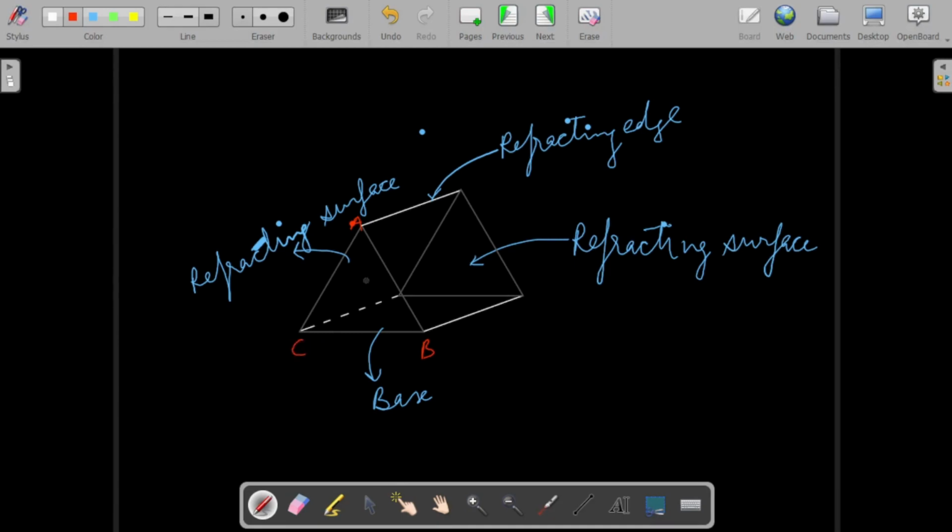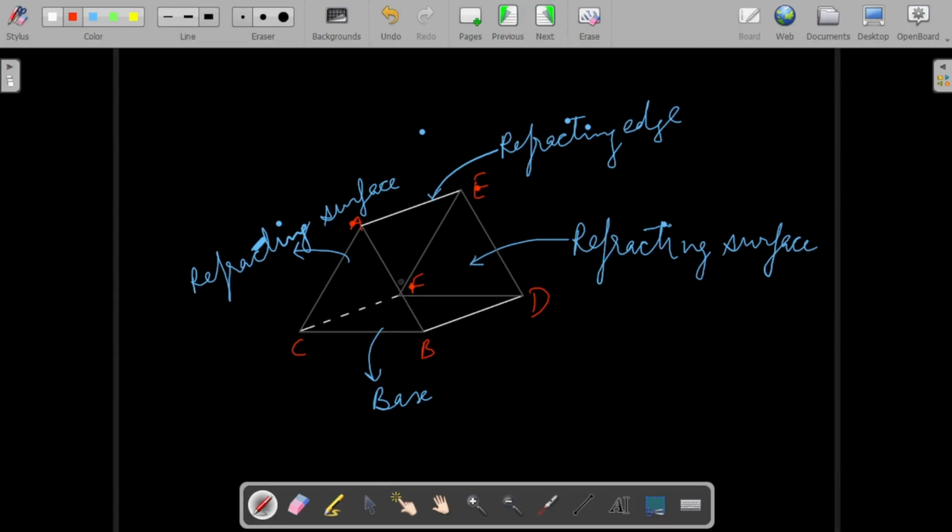ABC is a triangular cross section, and the prism also has rectangular faces. A, B, D, and E is a rectangular face. If I call this point F, then AEFC is also a rectangular face. And BCDF is also a rectangular face.